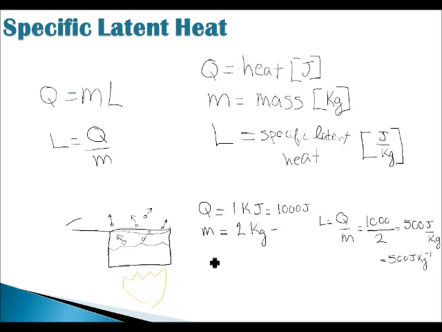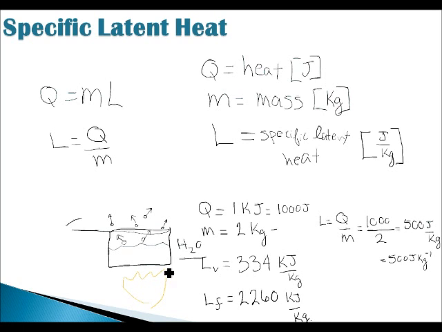Okay, so as some examples and theoretical comparisons, the specific latent heat of vaporization of water is 334 kilojoules per kilogram, and this is H2O, whereas the specific latent heat of fusion is 2,260 kilojoules per kilogram.